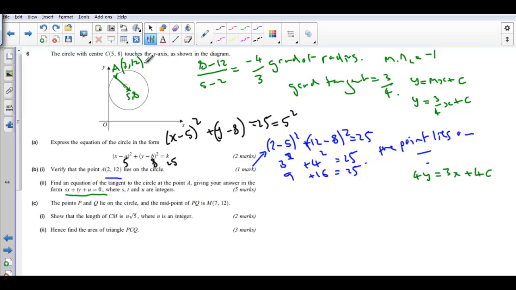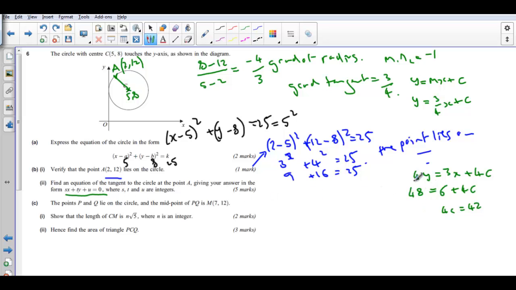Let's now put in the y and the x values. 4 times 12 is 48, is equal to 3 times 2, which is 6, plus 4c. So 4c must be equal to 48 take away the 6, must be equal to 42. 6 plus 42 makes 48. At this point, I'm not even going to bother dividing, because I know that I'm trying to go for these whole number things anyway.